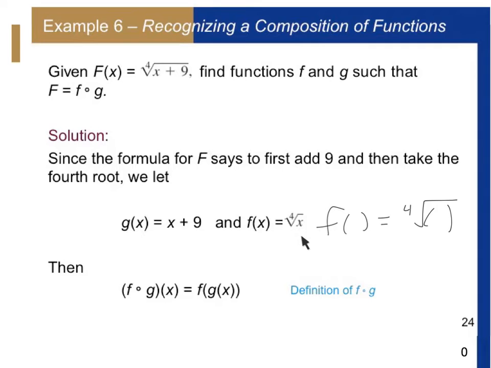Well, we're not going to use x as our input. We're going to actually use x plus 9 as our input when we do this composition. So we can say, okay, we're going to take f of x plus 9, which gives us the fourth root of x plus 9. So the inner function, or the one we go through first, will be add 9 to your input. And then this just says take the fourth root of your input. So there's our composition. First we add 9, then we take the fourth root.